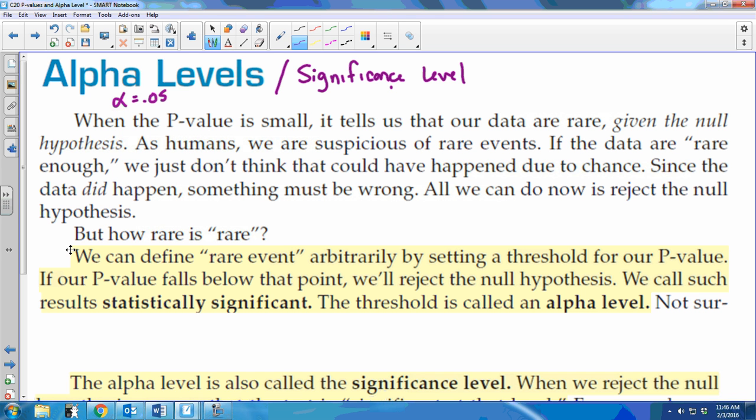So it depends on the context, depends on what they're going to give you. And if they don't give you one, you need to assign one for the problem. It's not wrong to assign 0.05. That's why I told you to use that threshold in chapter 20. Any questions about that? Excellent.